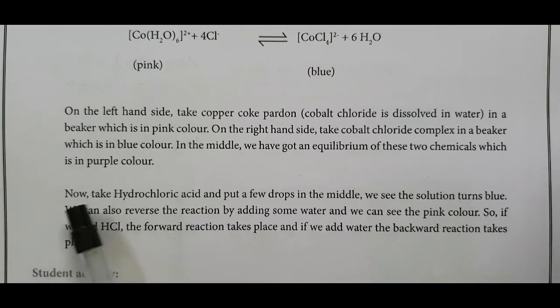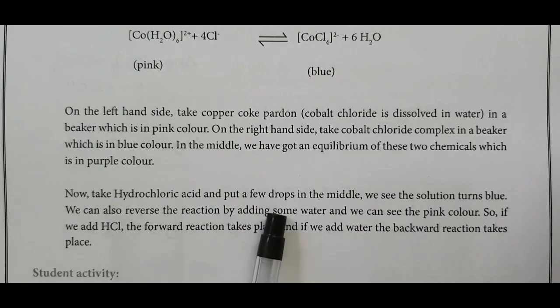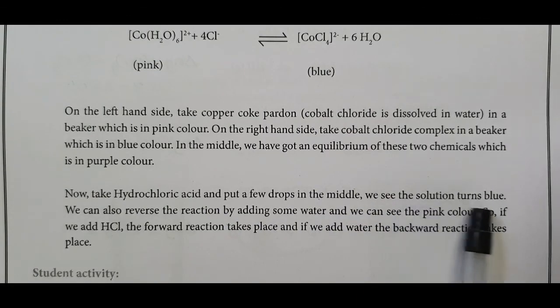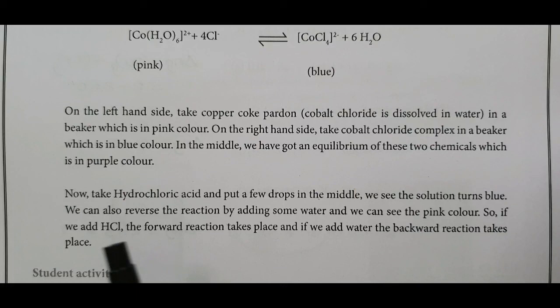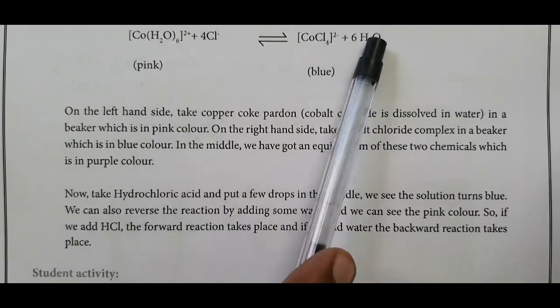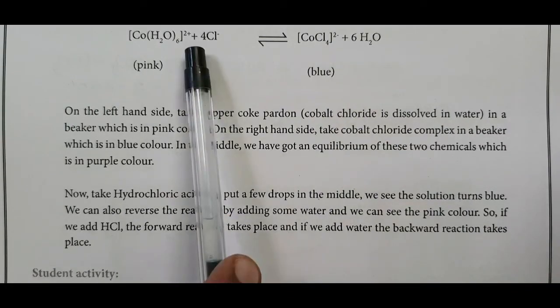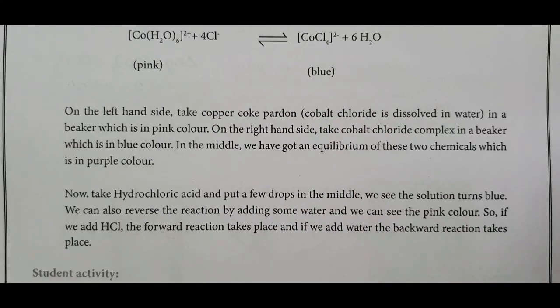Now, take hydrochloric acid and put a few drops in the middle. We see the solution turns blue. We can also reverse the reaction by adding some water and we can see the pink color. So, if you add HCl, the forward reaction takes place, and if you add water, the backward reaction takes place.